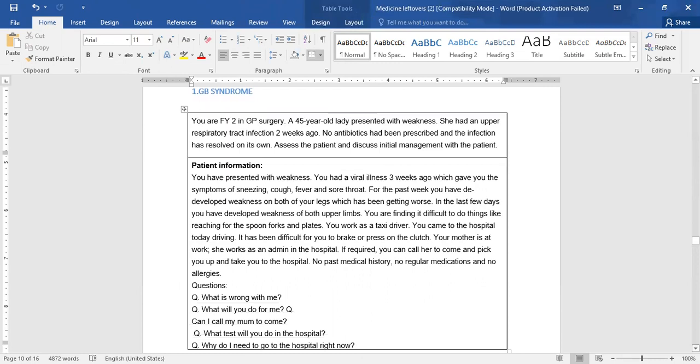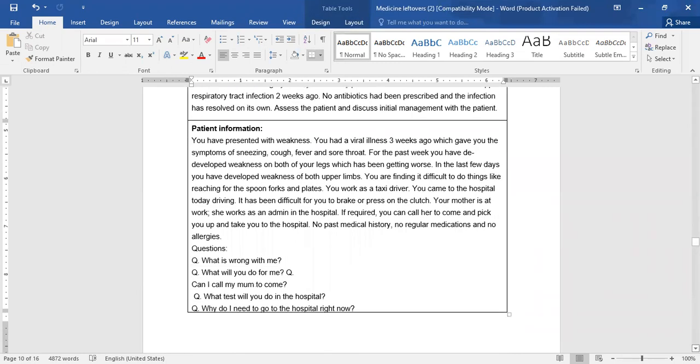Now, the patient information: you have presented with weakness. You had a viral illness 3 weeks ago, which gave you the symptoms of sneezing, coughing, fever, sore throat. For the past week, you have developed weakness in both of your legs, and in the last few days it has got worse. You are finding it very, very difficult. You work as a taxi driver. You came to the hospital today driving. It has been difficult for you to brake or press on the clutch. Your mother works as an admin in the hospital. There is no past medical history, no regular medications, no allergies.